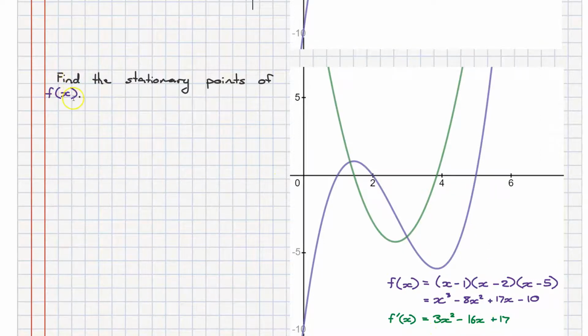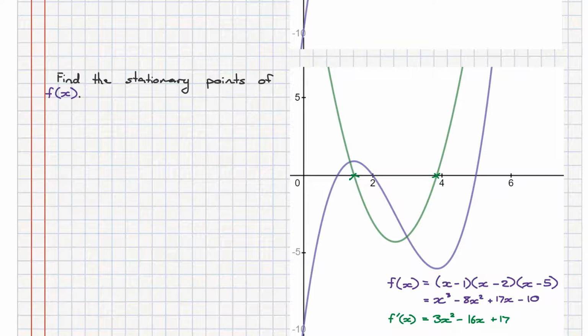Now, if we have a question where it says find the stationary points of f of x, then we can do this in 3 steps. So remember, the stationary points of this purple graph, f of x, are the locations at where the derivative itself cuts the x-axis, or the roots of the derivative function.